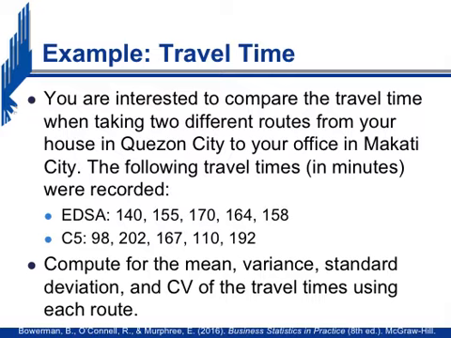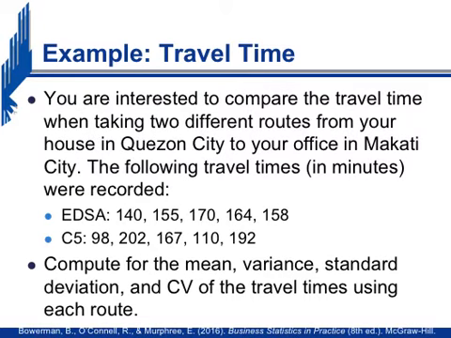So for EDSA, you have 5. For C5, you also have 5. So we need to compute for the mean, variance, standard dev, and CV of all the travel times. First, you have to identify if the dataset is from a population or from a sample. We were asked to compute for computations describing the travel times using each route. Now, do we have data for all the possible travel times using EDSA and using C5? No, you only have 5 for both. So we can consider these two as sample datasets. As such, we have to use formulas for sample statistics.